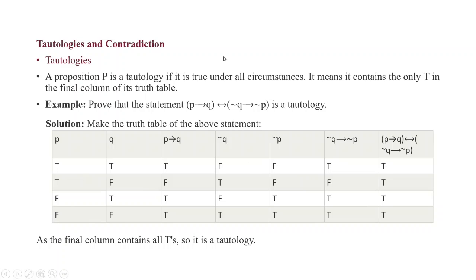So look at the last column for any statement. If all the truth values in the last column are true, then the given statement is a tautology. That is, if the final column of its truth table contains only truth values T, then it's called a tautology.